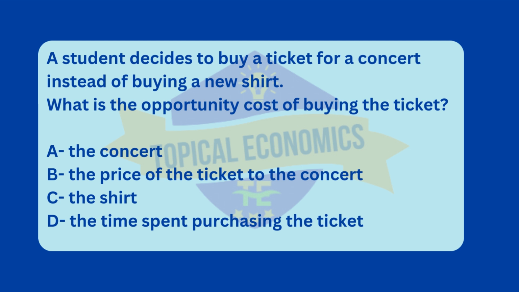Next, option B. The price of the ticket to the concert is incorrect, because the price of the ticket is not the opportunity cost, it is simply the cost of the concert ticket. Opportunity cost refers to what is foregone, the next best alternative, not the monetary expense. Lastly, option D. The time spent purchasing the ticket is incorrect, because while time is a resource, the opportunity cost is not the time spent purchasing the ticket. It focuses on the alternative that is sacrificed by making a choice, which, in this case, is the shirt.